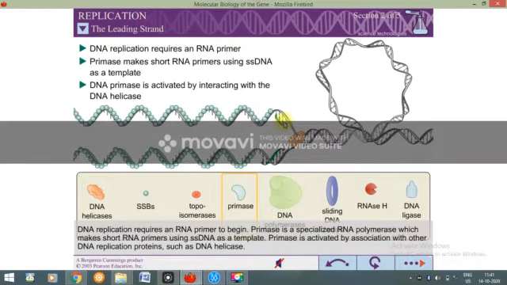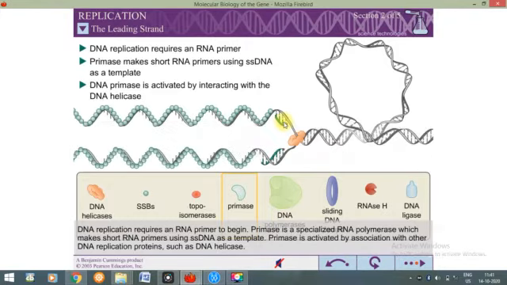Okay, we have just made a small strand, and we need to replace it with the DNA in the later part. We'll see how it will take place. Okay, so what is the summary of this thing?